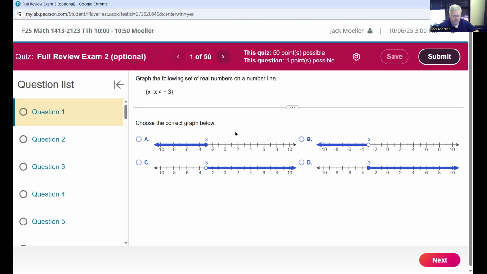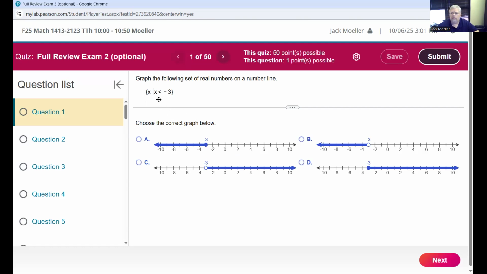I always like to start the test, if I can, with a warm-up question. So the graphing is definitely a good warm-up. We now talked about set builder notation. This is the set of x such that x is less than -3, and the important part is x is less than -3. So when you're graphing, you have to know two things. One is which direction to go. And two, are you using open circles or closed circles on your numbers?